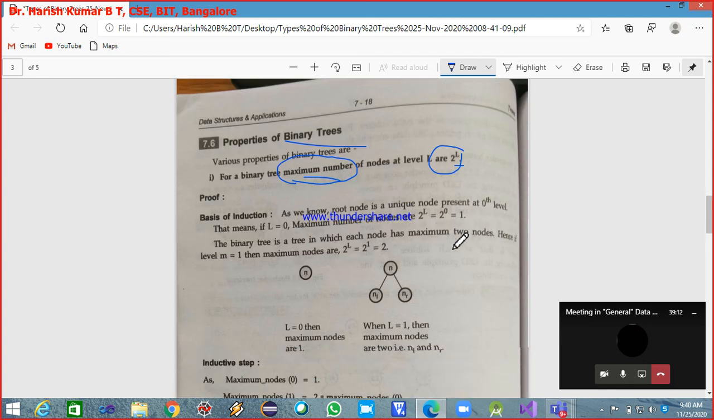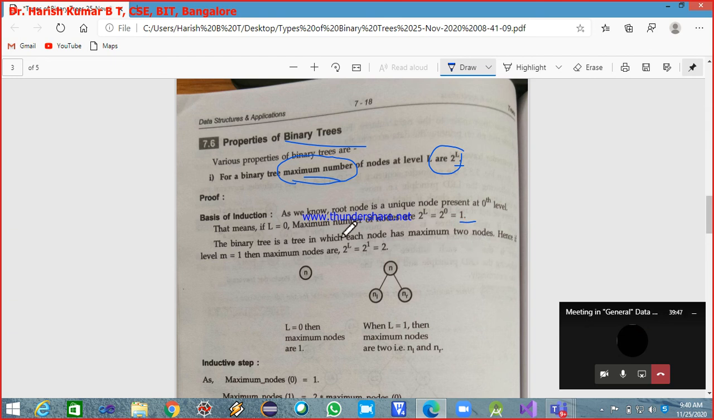Now again, we go with the example. Proof by induction: at the 0th level, how many nodes will be there? A binary tree at level 0 will have a maximum of 1 node, because the L value is 0, and 2 to the power 0 is 1.